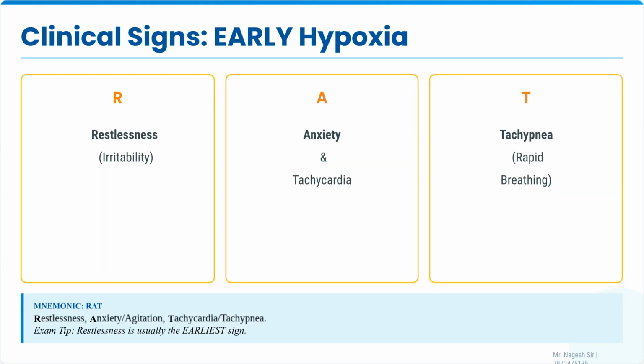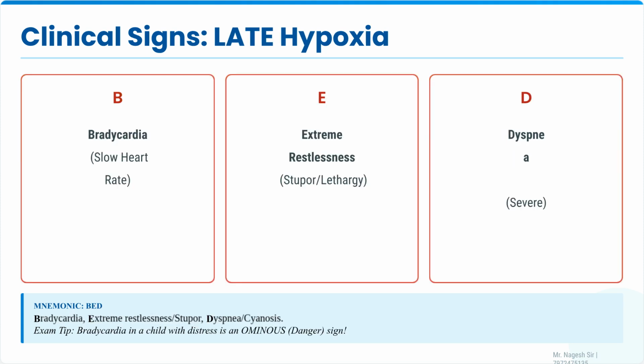Early clinical signs of hypoxia can be remembered with the mnemonic RRAT: restlessness, anxiety and tachycardia, and tachypnea. Restlessness is typically the earliest sign. Late signs of hypoxia can be remembered with the mnemonic BED: bradycardia, extreme restlessness leading to stupor or lethargy, and severe dyspnea. Bradycardia in a distressed child is an ominous sign.